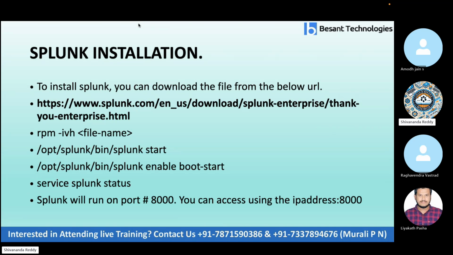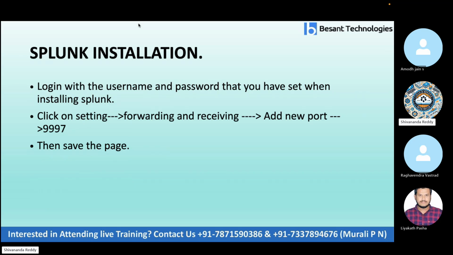How do we log into Splunk? Splunk runs on port number 8000, so you can access it using the IP address colon 8000, that means public IP colon 8000. Okay, that's the Splunk installation. Also log in with the username and password that you set while installing Splunk. Click on Settings, Forwarding and Receiving, add a new port, and then save the page.